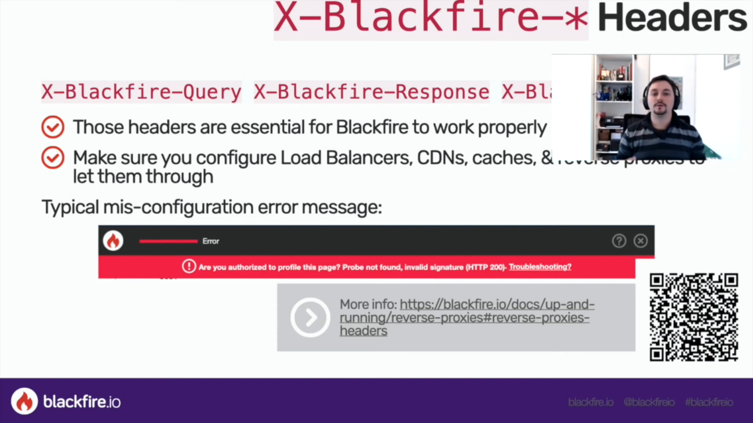The typical error message is going to be the one on the screen here: Are you authorized to profile this page? Probe not found, invalid signature. We actually don't want to make that error message more specific. We don't want to tell you it's the wrong credentials, because this would be less secure than saying we didn't even detect Blackfire. Somebody could just be playing around trying to figure out whether they have Blackfire installed, and whether they can maybe try to do something about it. Well, if they don't have the right signature, we're not even going to tell them that Blackfire is installed.